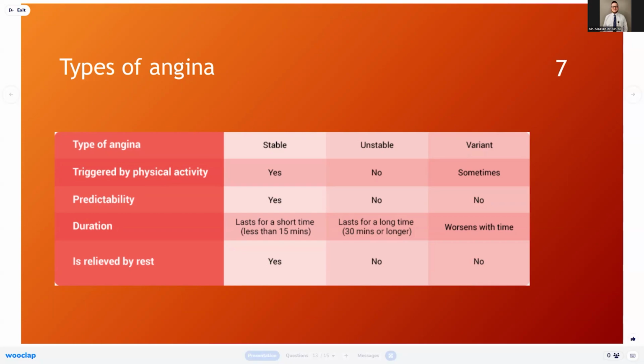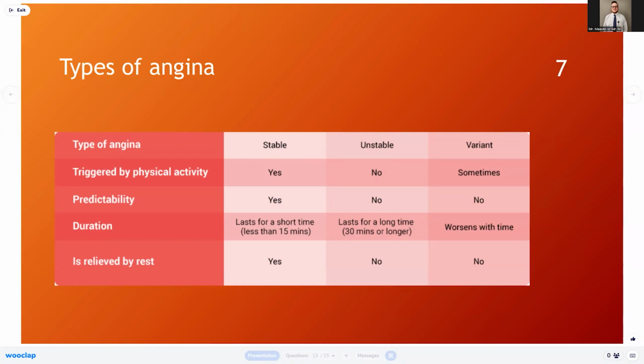Unstable, also sometimes called pre-infarction angina or crescendo angina, is when symptoms increase in severity over a period of time and may not be relieved with rest or medications like nitroglycerin. That's the difference. Unstable is a precursor to having a heart attack, having actual tissue ischemia with actual myocardium cell death. So unstable is like we're having a heart attack or we're about to have a heart attack soon and it needs to be addressed.